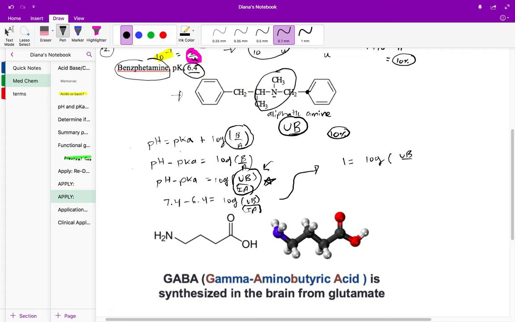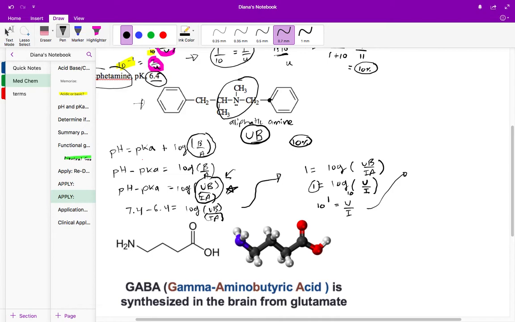UB over IA. So actually, I have 1 equals log of, and at this point I drop the B and the A because what I really care about is where is the unionized and where is the ionized. So it's unionized over ionized. And then I know that my base is 10, so I'm going to do log base 10. So I'm going to do 10 to the first power, because there's a 1 right here, is equal to unionized over ionized. So in other words, I know that 10 over 1 is equal to unionized over ionized.